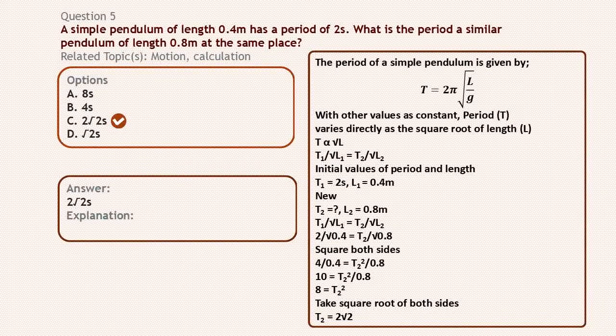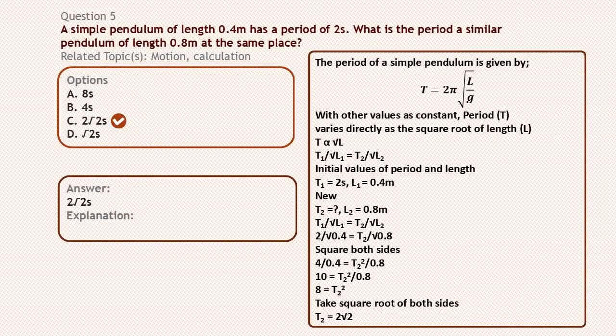We can cross multiply this 0.8. If we cross multiply, we have 10 times 0.8, and that will be 8, equal to T2 squared. To get the value of T2, the new period, we take the square root of both sides. So T2 is going to be equal to the square root of 8.